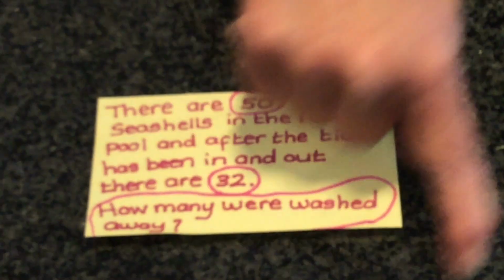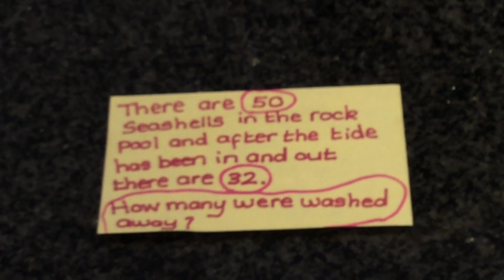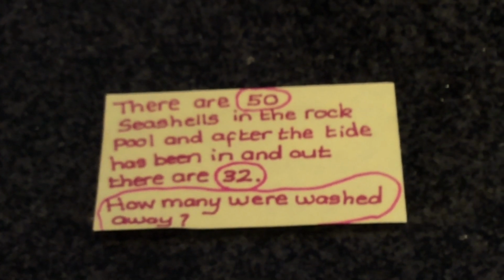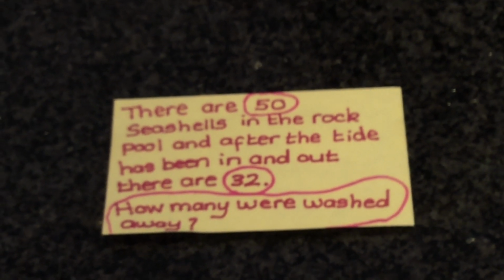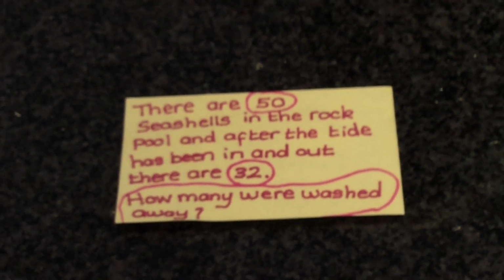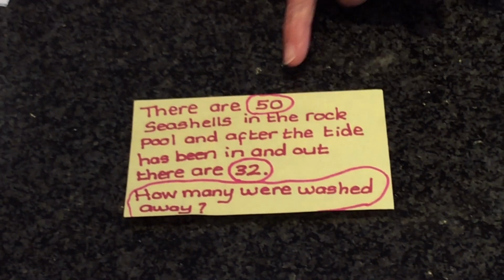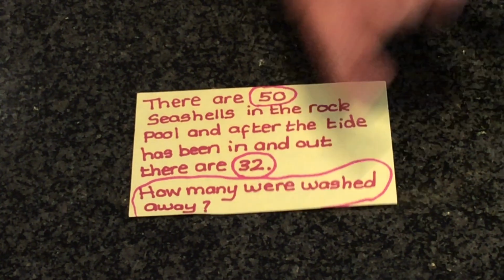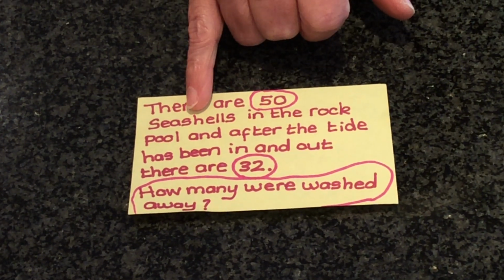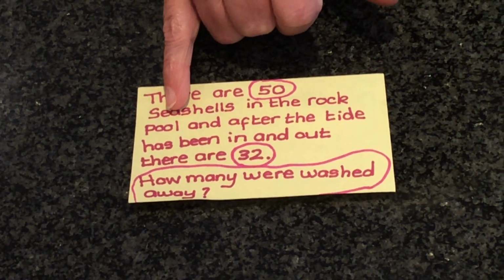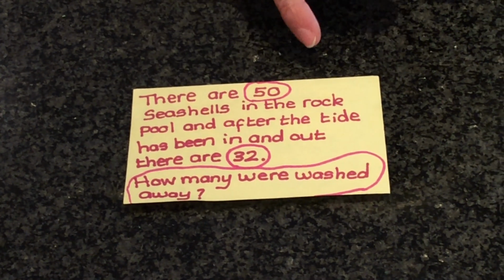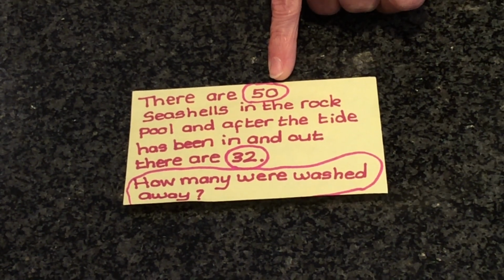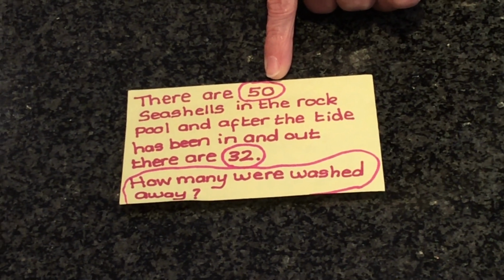Now there's an awful lot of words there, and that can sometimes be a bit confusing and make us think, oh, I can't do this, it's too complicated. But actually it's not. And that's why I've put rings, or you could underline, the really important information. The seashells aren't so important, and the rock pools and the tide, that's not the important thing. The important thing is there were 50.